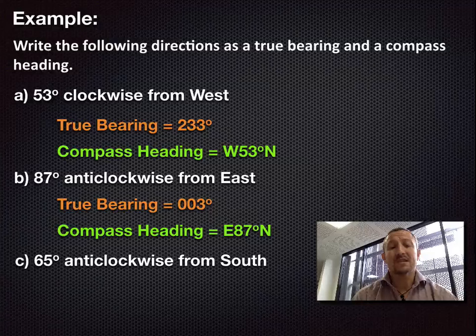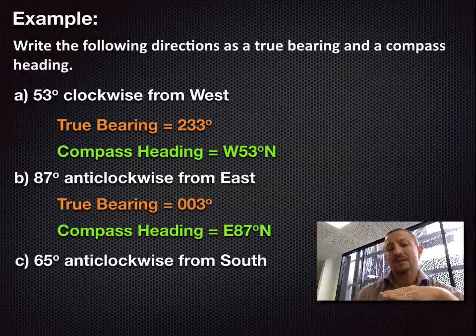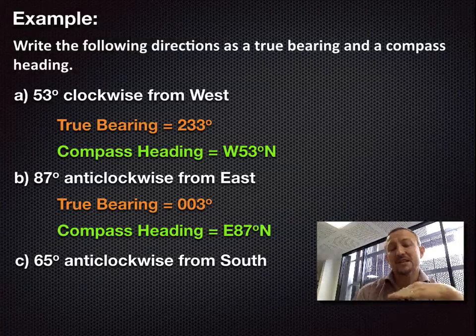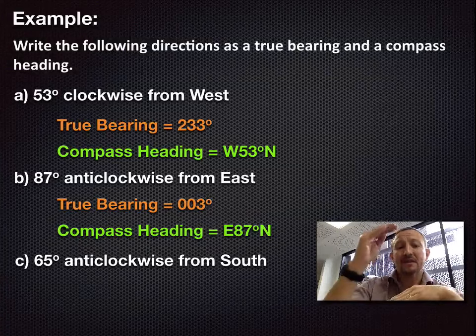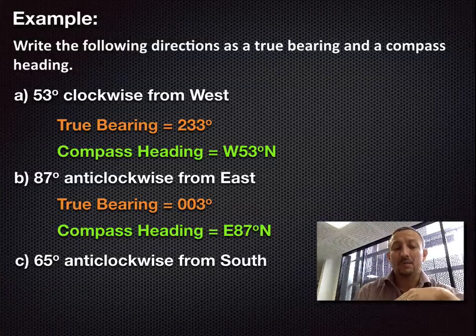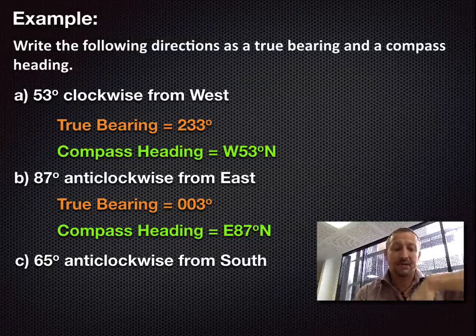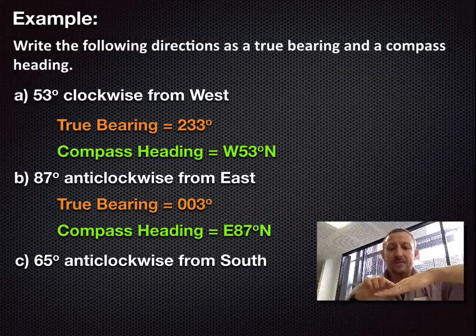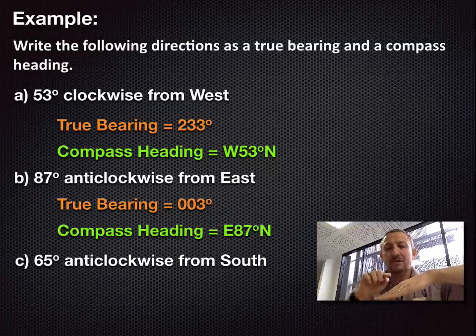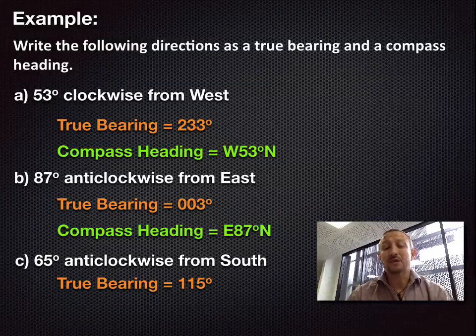Our last one, we're going to look at 65 degrees anti-clockwise from south. So I'm facing south, I'm going to move anti-clockwise. So basically I'm going to go 65 degrees. Now in this case, what I'm going to have to do is take this away from 90 and see what's left over. And I'm going to add 90 plus what's left over, which in this case is going to be 25 degrees. But remember, I'm moving 65 degrees from south. So that means I've only got a small portion, which is 25 degrees, which I'm going to add to the 90. So that will give me 115 degrees as my true bearing.